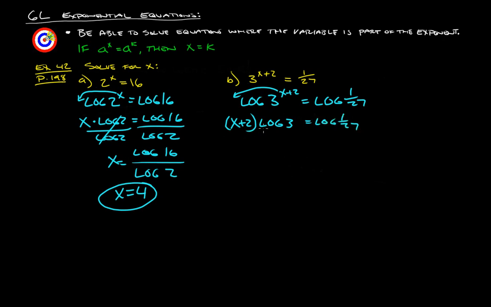Okay, now we want to get the x plus 2 by itself, so we divide both sides by log 3. And then what we get over here is that x plus 2 is going to equal log of 1 over 27 divided by log 3.